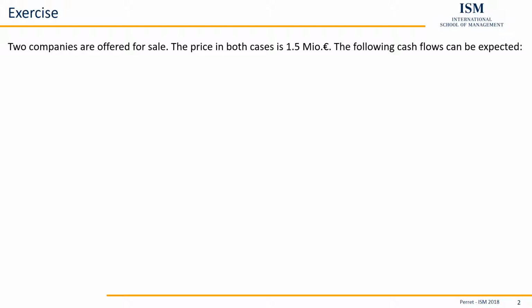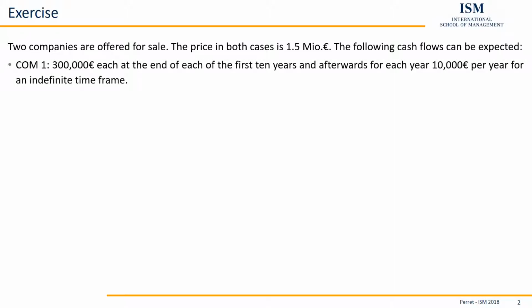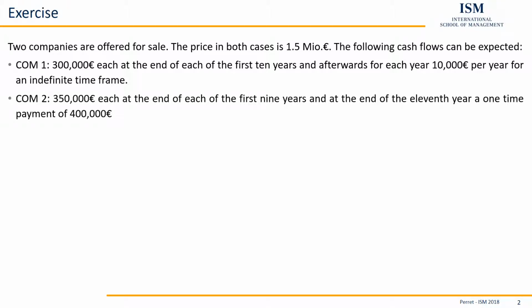Two companies are offered for sale. The price in both cases is 1.5 million euros. The following cash flows can be expected. Company 1: 300,000 euros at the end of each of the first 10 years, and afterwards 10,000 euros per year for an indefinite time frame. Company 2: 350,000 euros at the end of each of the first 9 years, and at the end of the 11th year a one-time payment of 400,000 euros.